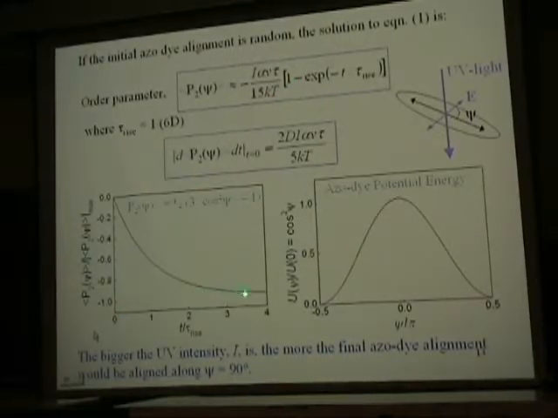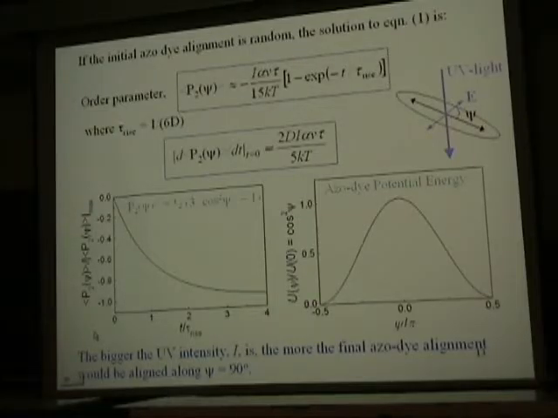Now you notice that asymptotically, the order parameter approaches a negative number. And the magnitude of this number, according to this equation, is proportional to UV intensity I. Now recall that the order parameter is this function here. So a negative asymptotic value means that the azo dye molecule tends to rotate to the 90-degree direction at long times.